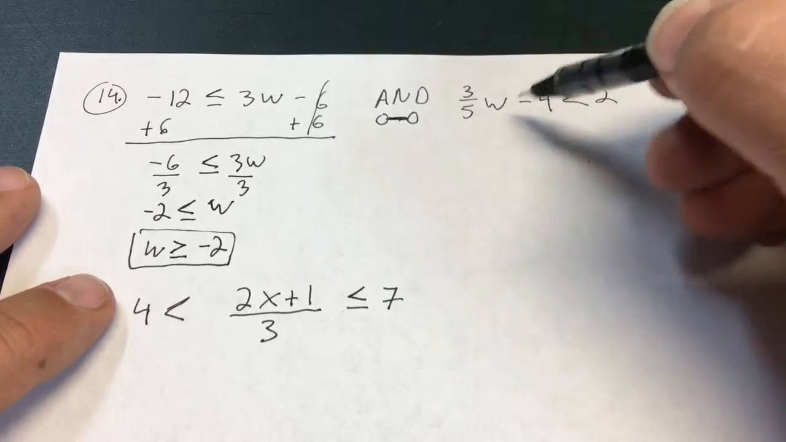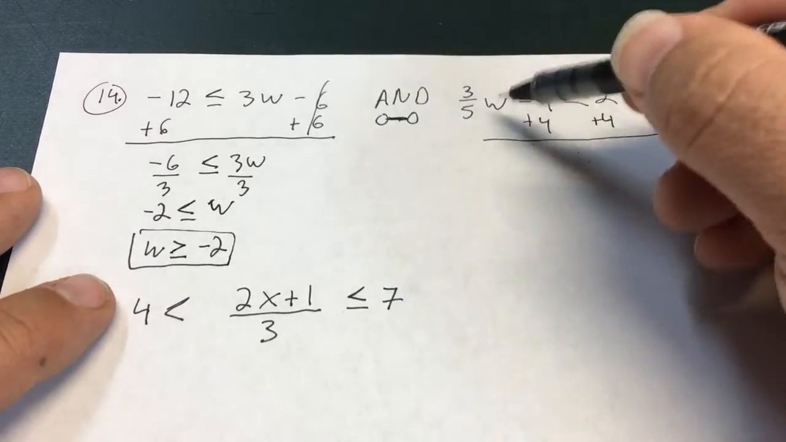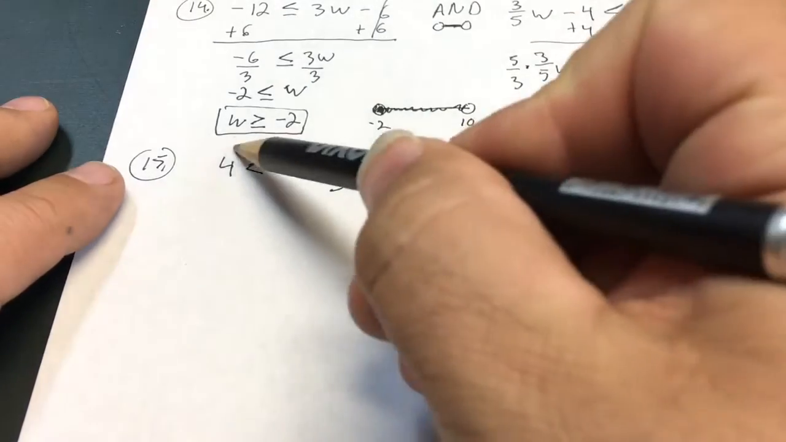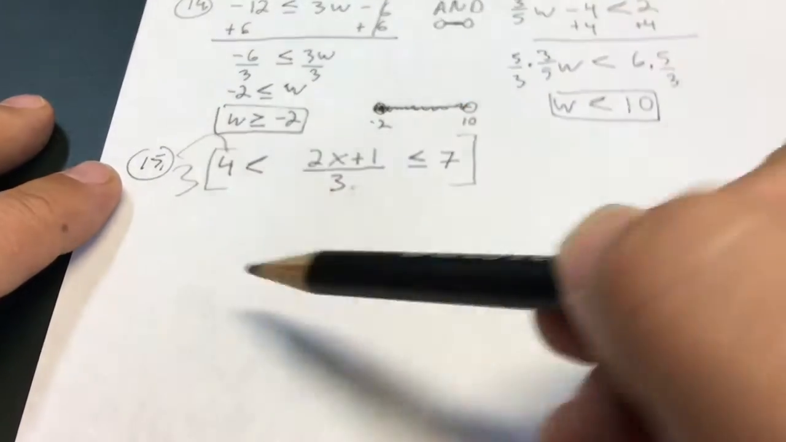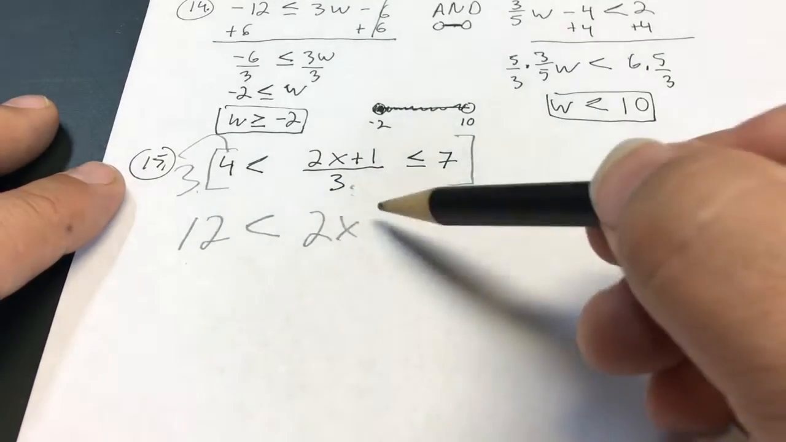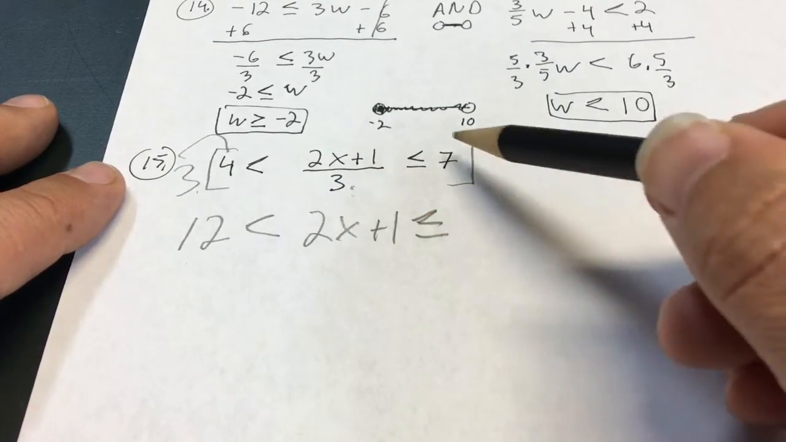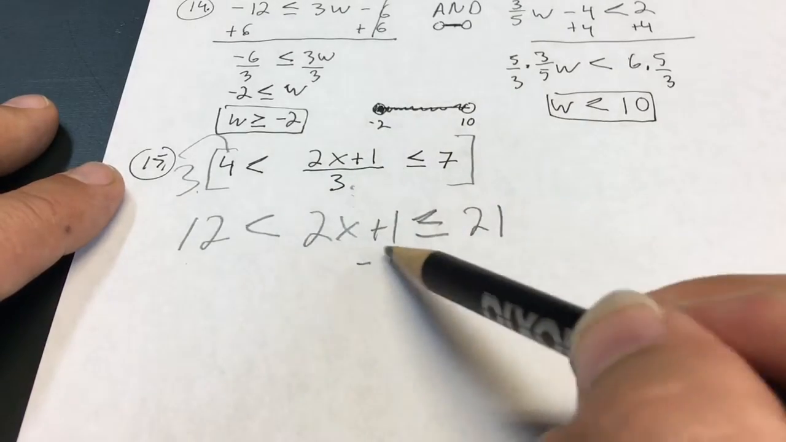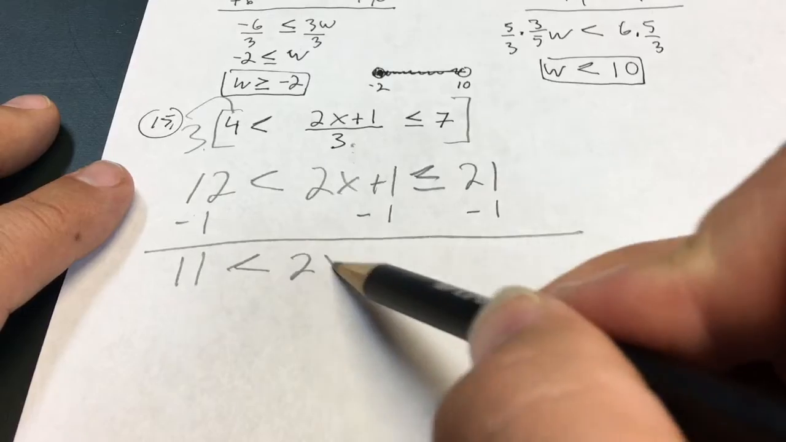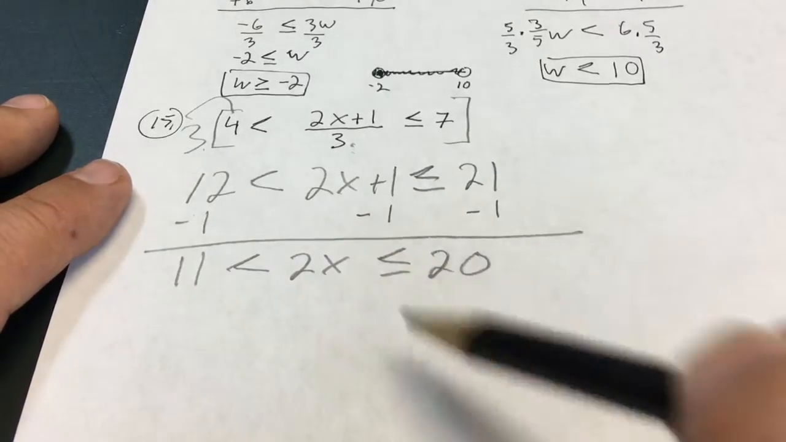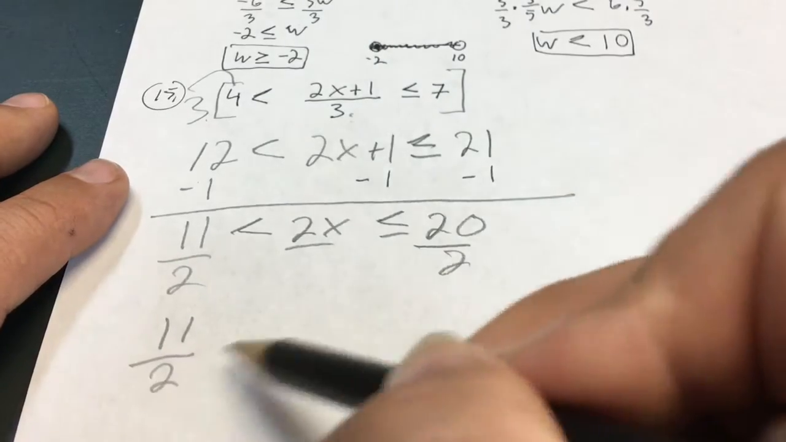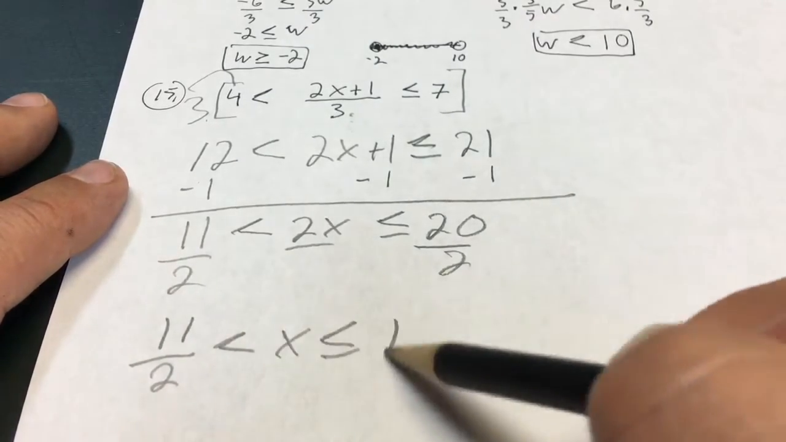So I'm going to add 4 to both sides. That's going to give me 3. For number 15, I want to do the opposite of divide by 3. So I'm going to multiply everything by 3. And when I do that, that gives me 12 is less than. Now this 3 cancels out with that 3. 2x plus 1 is less than or equal to. 3 times that is 21. So now I have to subtract 1 from everything. So that's going to give me 11 is less than 2x is less than or equal to 20. And now I'm going to divide everything by 2. That gives me 11 halves, or 5.5, is less than x, is less than or equal to 10.